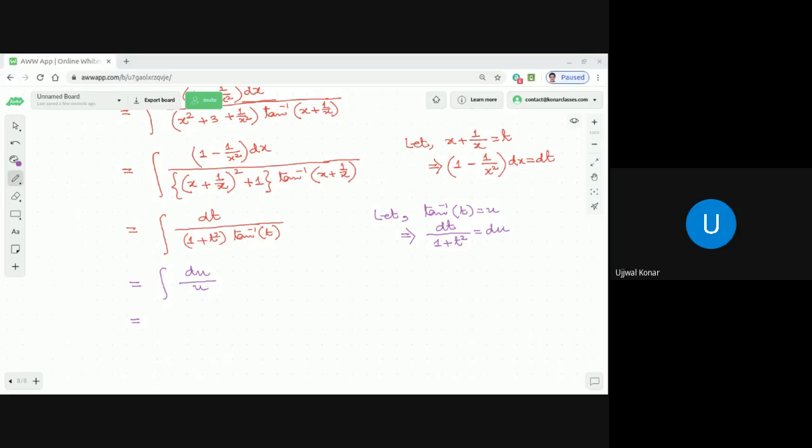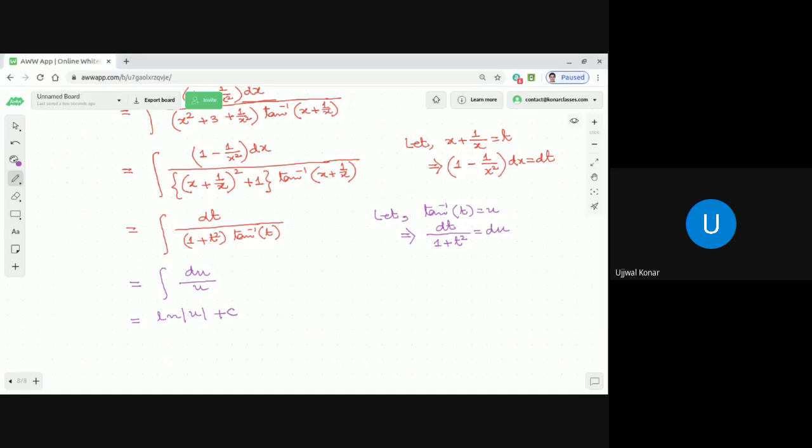Keep all your previous notebooks handy. Is it u plus c? No. How come it is u plus c? So sorry, ln u plus c. It is ln of mod u plus c. Why did I write mod? Because ln should always take a positive value. So ln of mod u plus c.